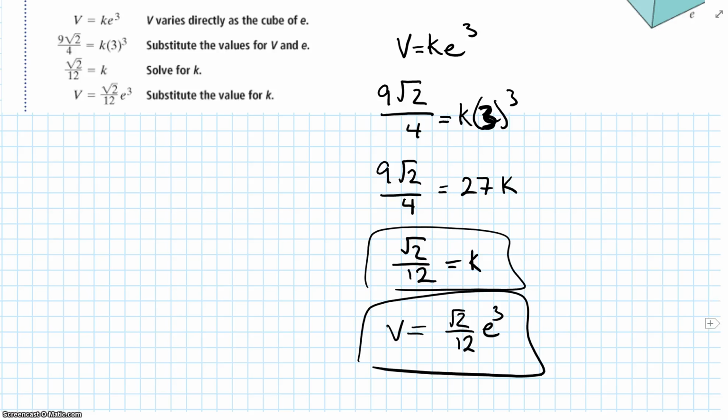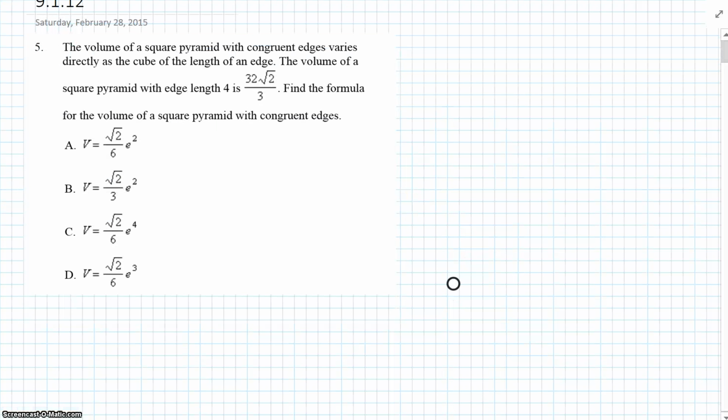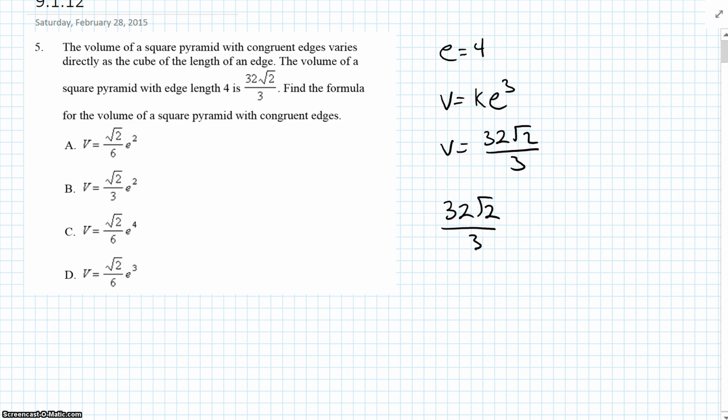All right, let's take a shot at that one. The volume of a square pyramid with congruent edges varies directly as the cube of the length of the edge. The edge length is 4, so E equals 4. And we know volume equals K E cubed. And we know volume is 32 root 2 all over 3. So let's just set our equation. So 32 root 2 over 3, that's our volume, equals K times 4 cubed.